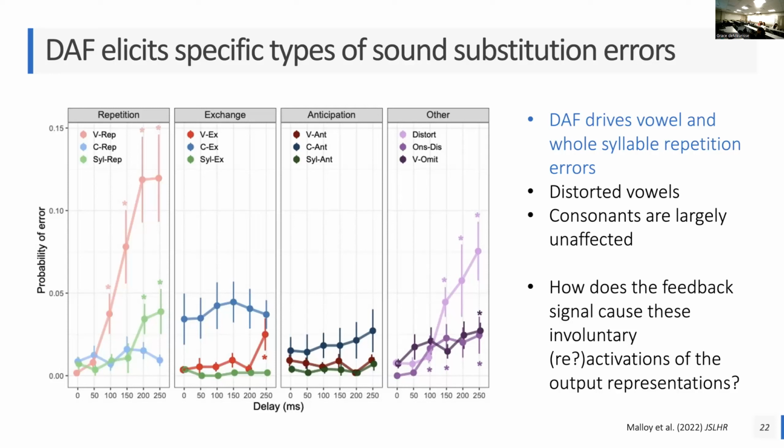So I guess I'm wondering about the vowel and whole syllable repetition errors. I'm wondering if this comes from the fact that in English vowels are the least informational, and maybe that's why there are repetition errors on vowels. That's really interesting, actually. I haven't thought about it from an information theory point of view, which is a good one.